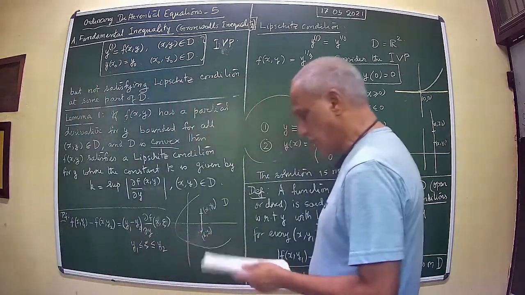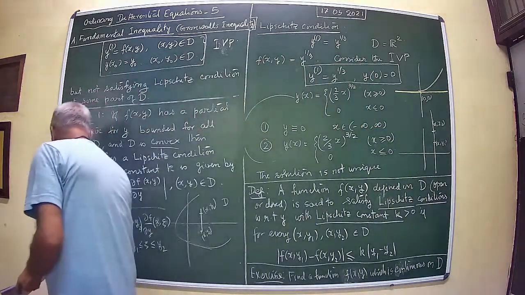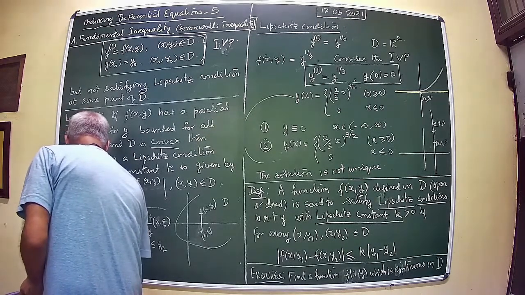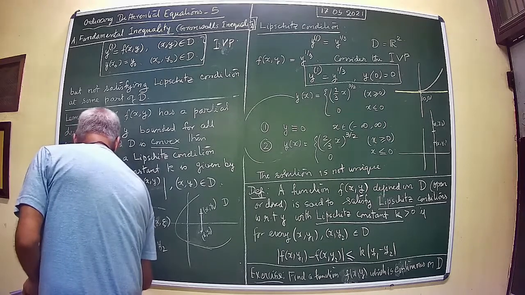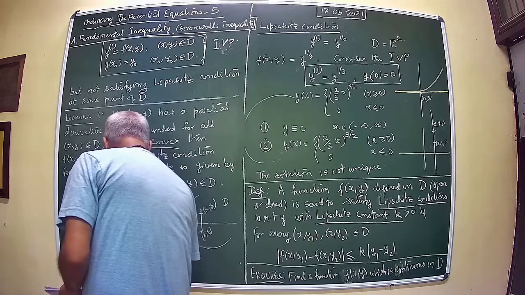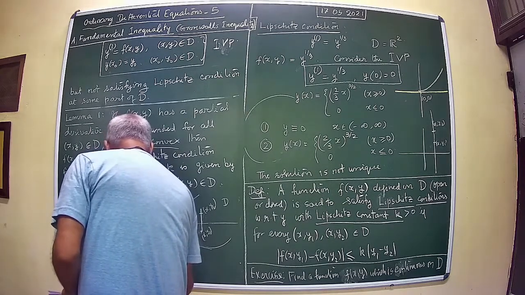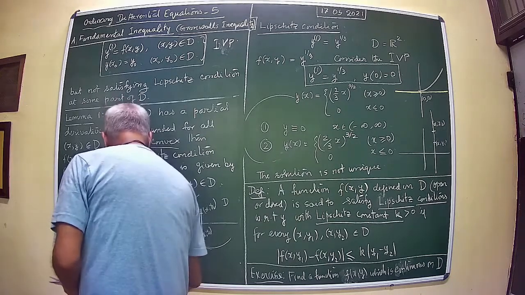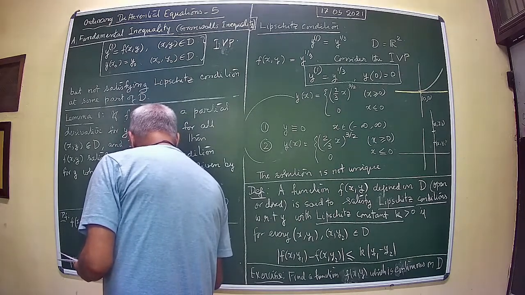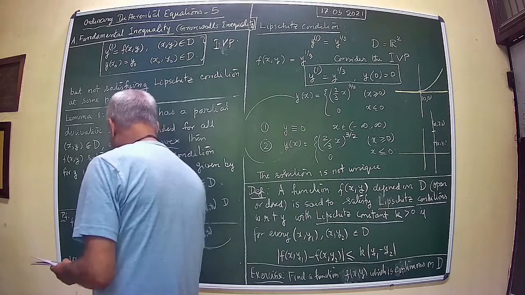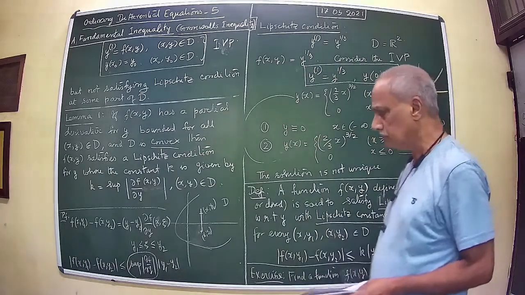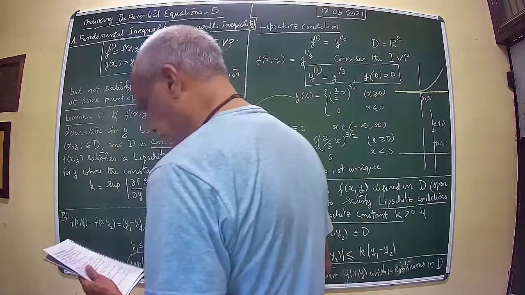Okay. Now it is quite simple that the modulus of f of (x, y1) minus f of (x, y2) is less than or equal to k times the modulus of y1 minus y2, so this is taken as the Lipschitz constant. This turns out to be the Lipschitz constant. Okay, so that proves it. It's very simple.